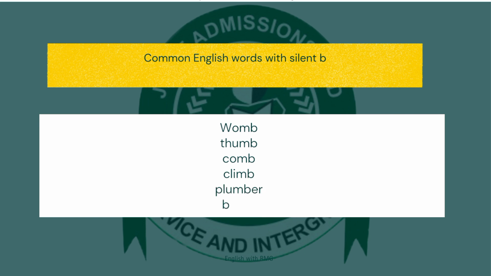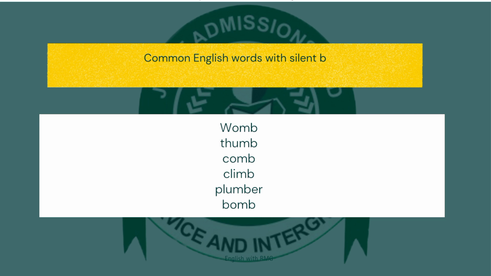There are a number of words with silent B in English. So we have womb, thumb, comb, climb, plumber, bomb. In all of these words and more, the B is silent. So you are going to say "the boy is climbing the stairs," not pronouncing the B. That's wrong. You are going to say "she's combing her hair," not pronouncing the B.